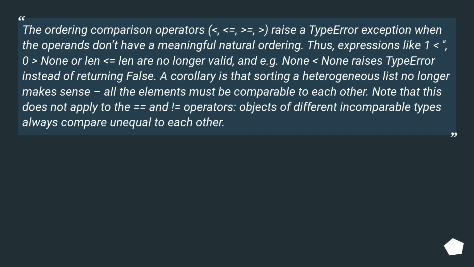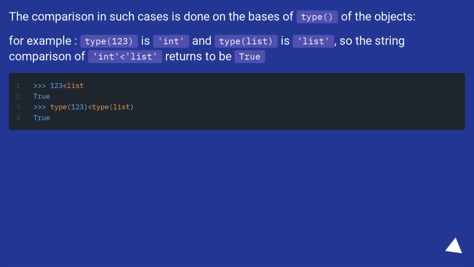Note that this does not apply to the equals and not equal operators. Objects of different, incomparable types always compare unequal to each other. The comparison in such cases is done on the basis of type of the objects. For example, type of 123 is int and type of list is list, so the string comparison of int, list returns true.